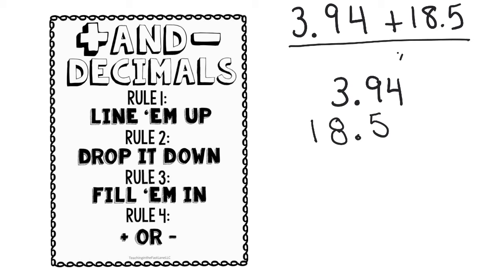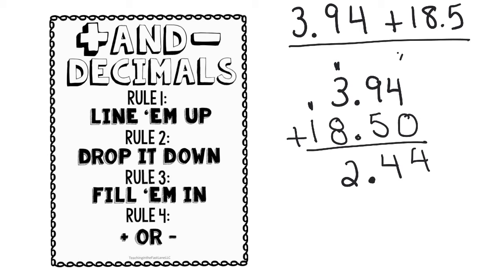Fill them in. If there's any places where there's nothing, like right here under the 4, we fill it in with a 0. And then we just add. 4 plus 0 is 4. 9 plus 5 is 14, but we're just going to put a 4 down because you can only have one number in each place value. Bring your decimal down. Carry, just like you normally do with adding. 8 plus 3 is 11, plus that 1 is 12. Carry. And then 1 plus 1 is 2. So our answer for this would be 22 and 44 hundredths.